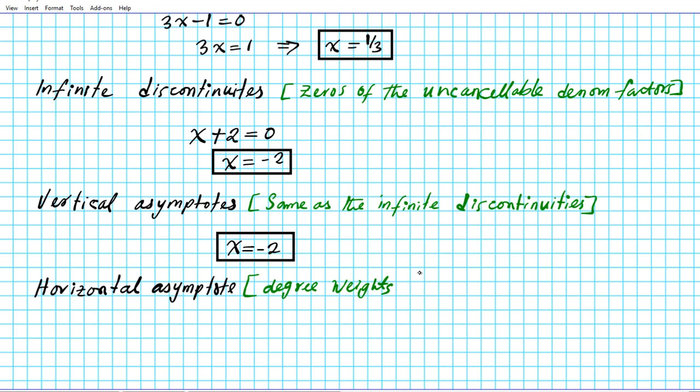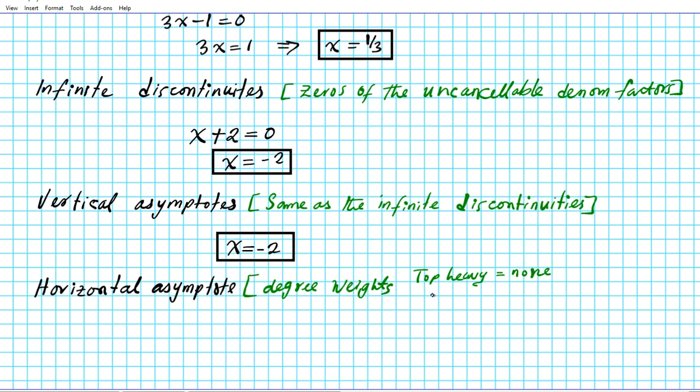If it's top heavy, that indicates that the degree of the numerator is greater than the degree of the denominator. In this case, there are no horizontal asymptotes. There could be slant asymptotes, but for horizontal asymptotes, there are none if you have a top-heavy scenario. Okay?